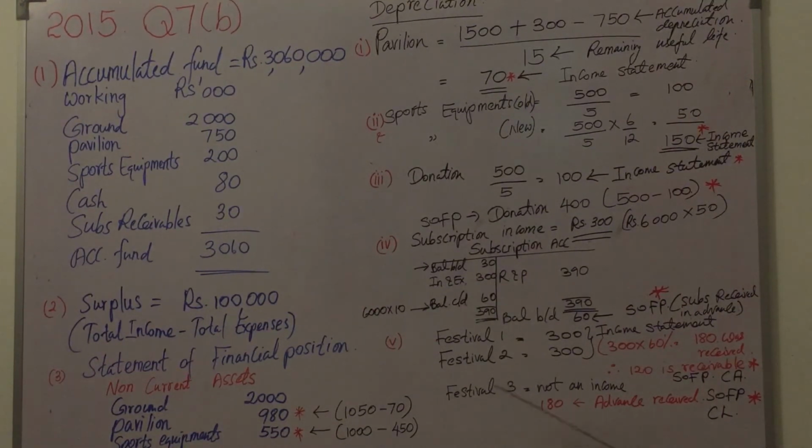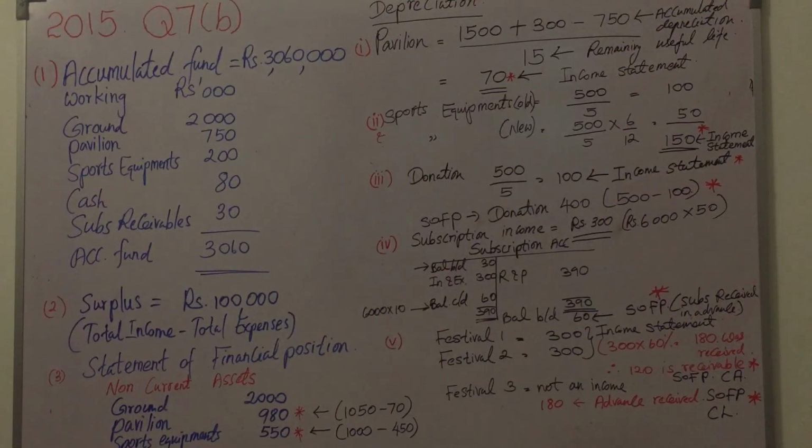And if you take the festival number 3, that to be held in the first week of April of 2015. So that belongs to the next financial year. So that shouldn't be considered as an income. But they have received the advance, which is 180. So that amount you need to consider as a current liability in the SOFP. So we are done with all the additional information. Next thing that you are required to do is actually go through the receipts and payments account and include the items in the relevant place.